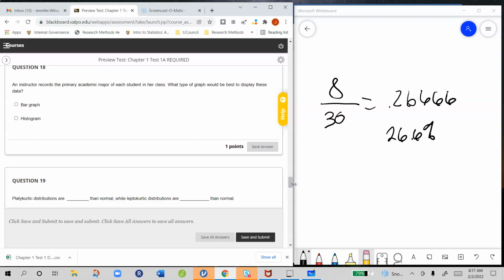All right, next for number 18, an instructor records the primary academic major of each student in her class. What type of graph should be used? Academic major would be nominal data. Whenever you have nominal data, it's best to use a bar graph to indicate that nothing exists between any 2 given categories. Remember, a bar graph is the kind of graph where the bars do not touch.